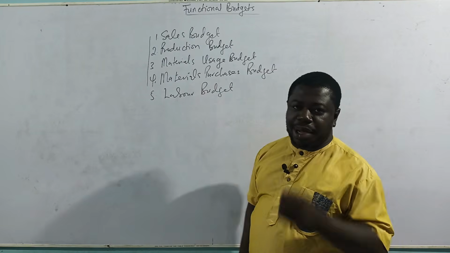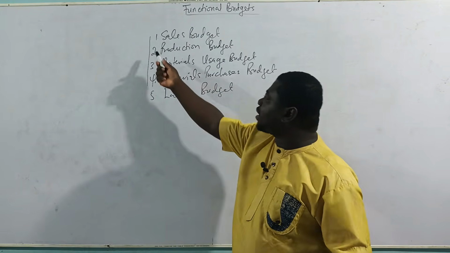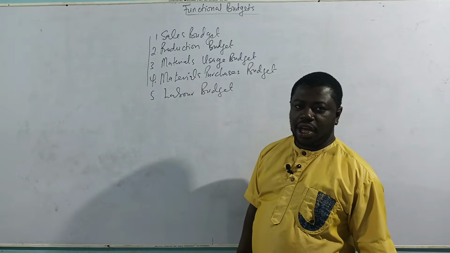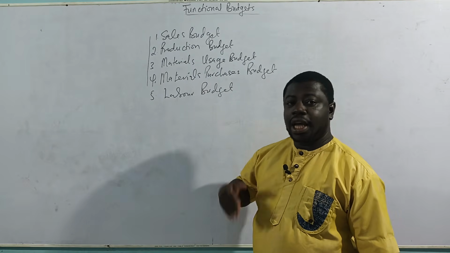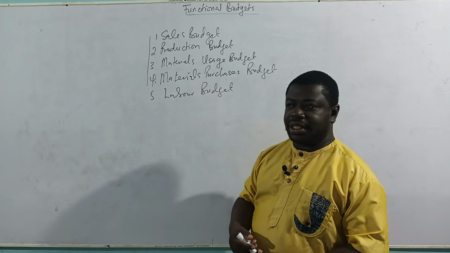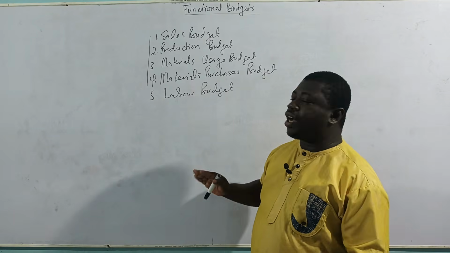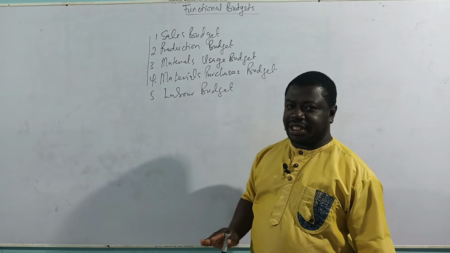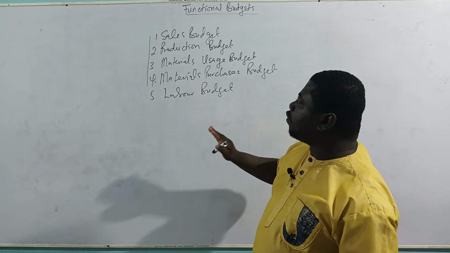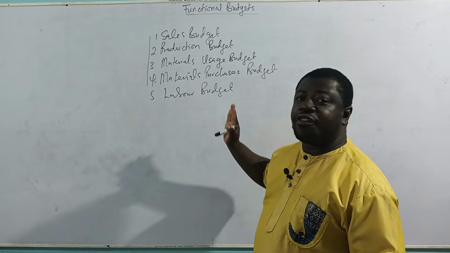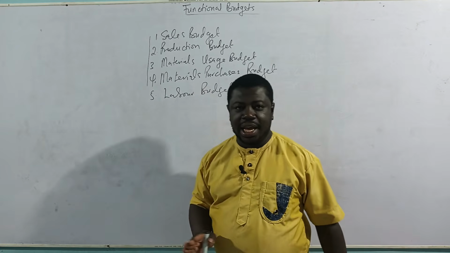When it comes to the labor budget, we need the production budget to prepare the labor budget. Of course, overhead cost budget is also there, which we will deal with, and we're also going to deal with other budgets as we move on. So for now, we are dealing with these 5 budgets in this video. What I'm going to do in this lesson is first of all take you through the format of preparing each of these and the purposes.